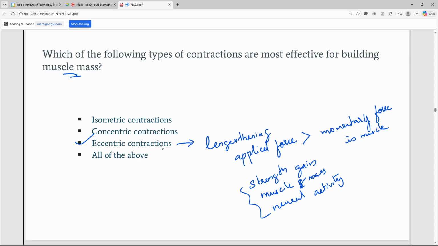By that, eccentric contractions will be happening in the muscles, with which the lengthening of the muscles happens. That muscle breaking, new muscle creation, or muscle fiber strengthening process will be happening. By that, all three activities, that is increasing muscle mass, strength gain, and also increased neural activities, will be happening in the muscles.